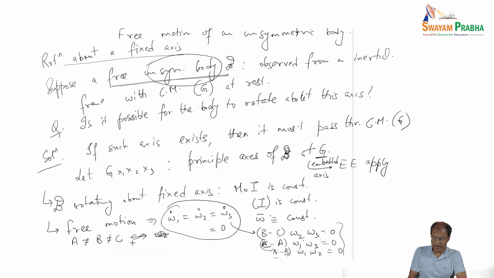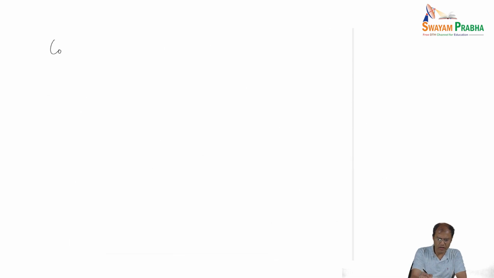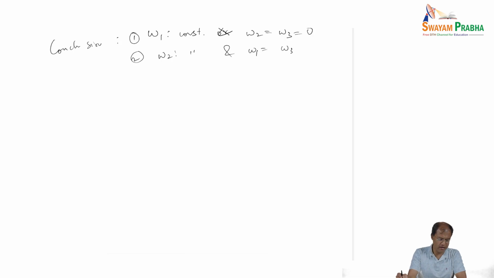So let me write the conclusion here. The conclusion is that either omega 1 is constant and omega 2 equals omega 3 equals 0, or we could have omega 2 constant and omega 1 equal to omega 3 equal to 0, and the third is omega 3 constant and omega 1 equal to omega 2 equal to 0.